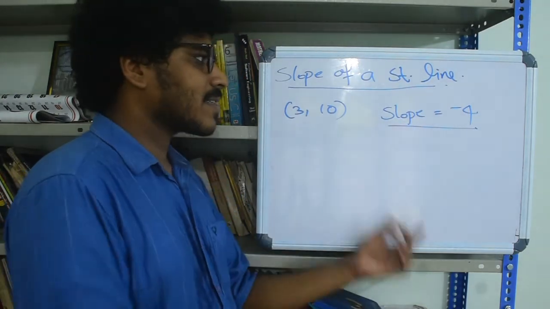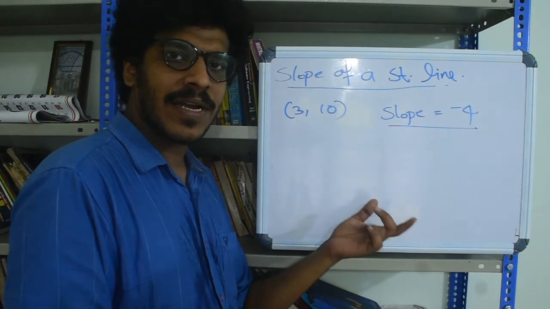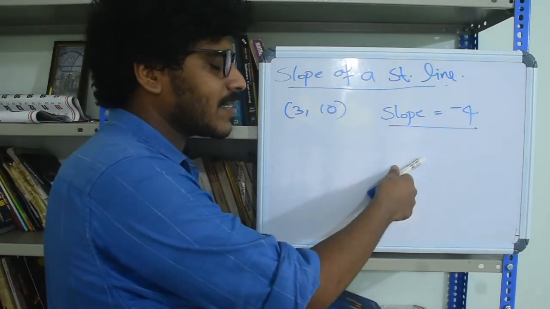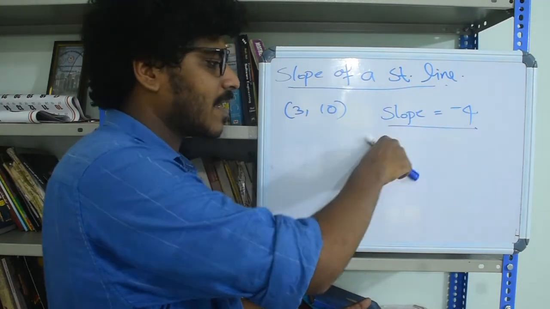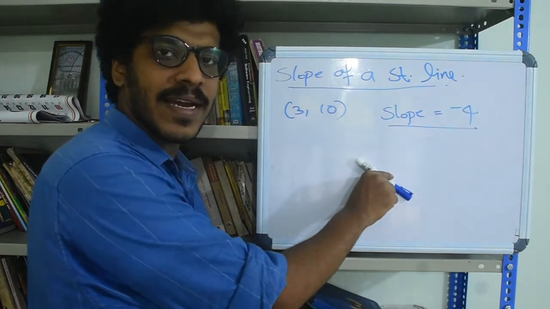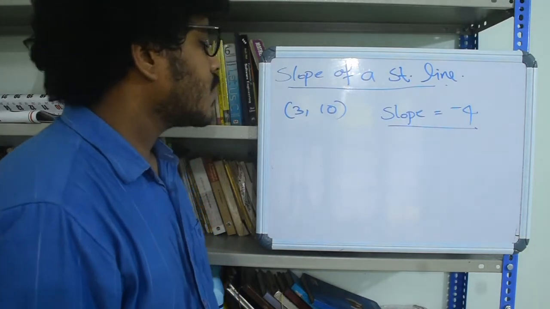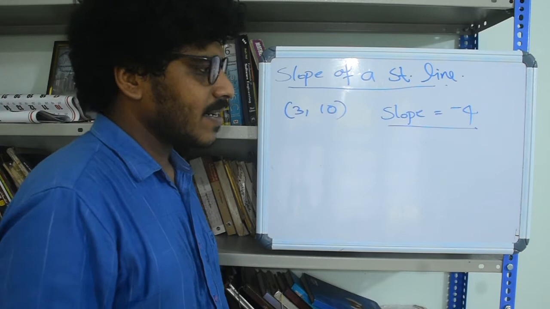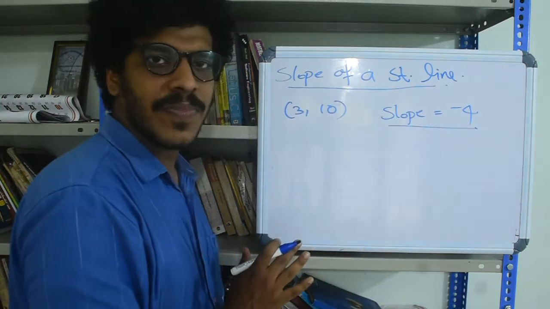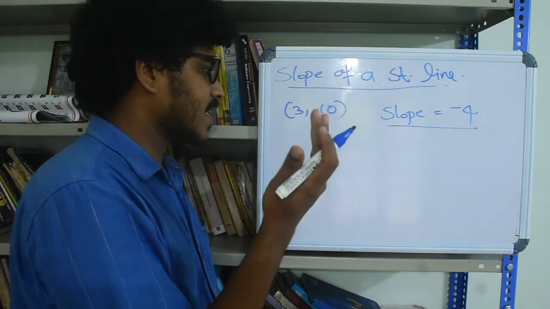In fact, the sign of the slope determines the orientation. If the line is oriented in this way, the slope will be positive, and if it is in this way, the slope will be negative. So in our particular case, we have a straight line passing through (3, 10) and has a slope of -4. What could be the equation of this straight line?